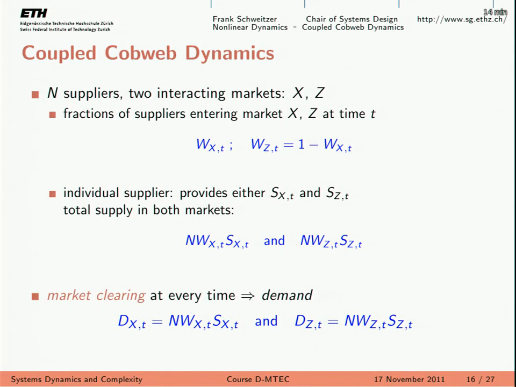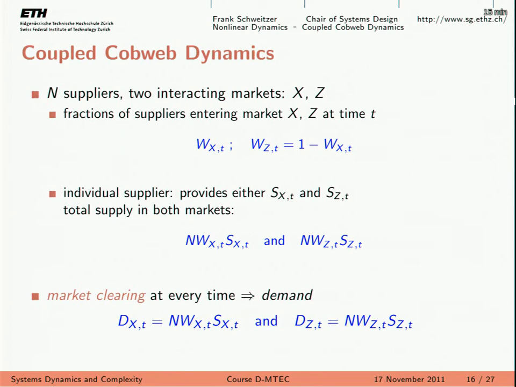But you have to produce. You can't just leave the game completely. Each supplier individually produces a quantity SX at time T, the amount that each supplier in market X produces, and correspondingly for market Z. So each supplier produces the same amount, S. The total supply would be given by N times W times S. N times W is the number of suppliers in market X, times the amount that each supplier produces, so you get the total supply.